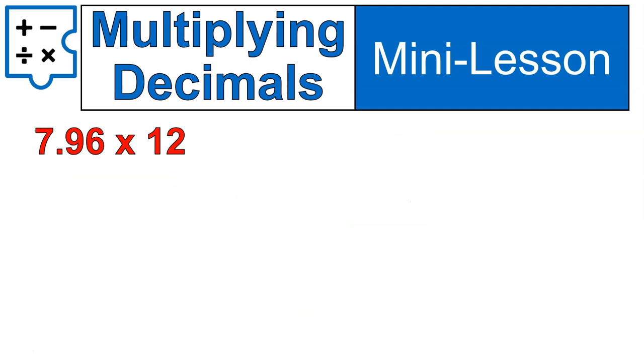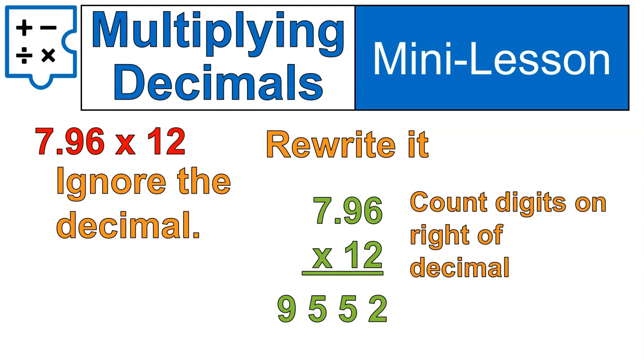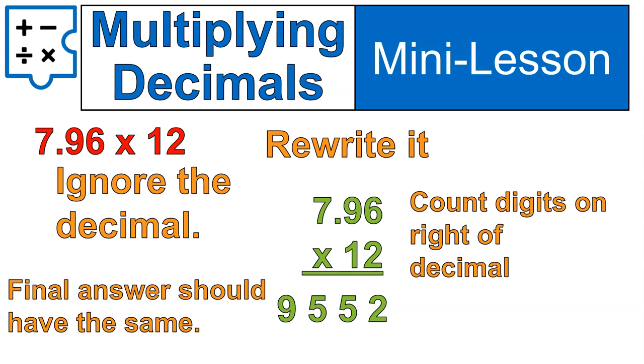Let's do some examples. 7.96 times 12. I'm going to rewrite it, ignoring the decimal. Again, with my imagination, I ignore that decimal, and it becomes 796 times 12. I multiply that like normal, and I get 9,552. Then I count the digits on the right of the decimal. I've got a 9 and a 6. That's 2 digits on the right of the decimal. Therefore, my final answer needs to have 2 digits on the right of the decimal. So my decimal goes right there, and I have 95.52, or 95 and 52 hundredths.